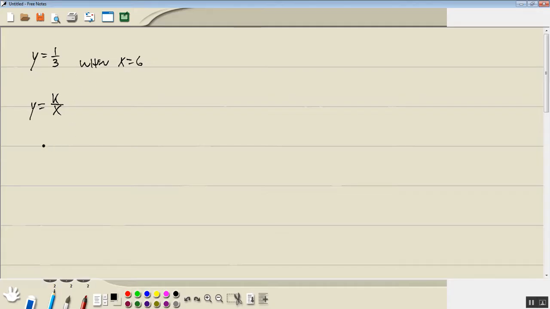So they give us our one example. So we'll plug 1/3 in for the y in y equals k over x, and 6 for x. Now I want to solve for k, so I'm going to multiply both sides by the LCM of all your denominators. 3 and 6, the LCM would be 6. So I take 6 times 1/3, 6 times k over 6. The 6's cancel, and I got k equals 6 divided by 3 is 2.